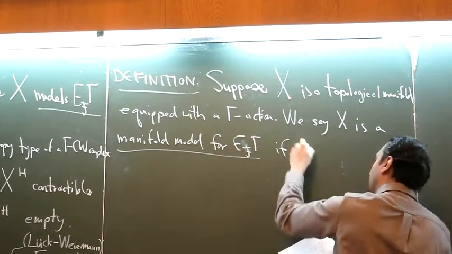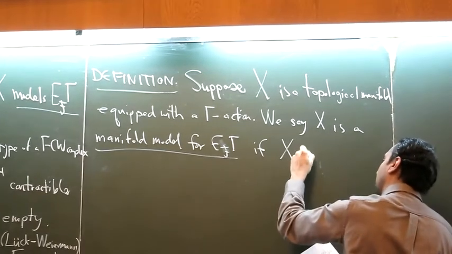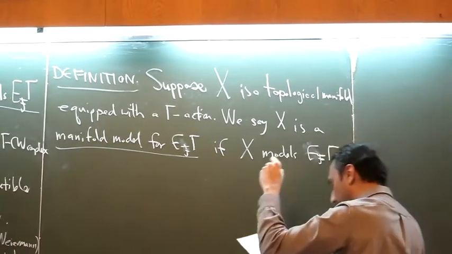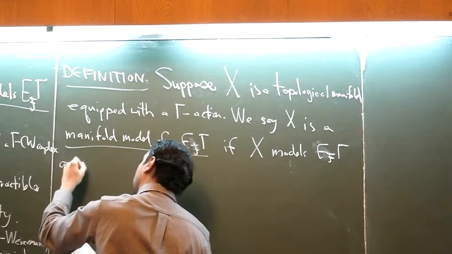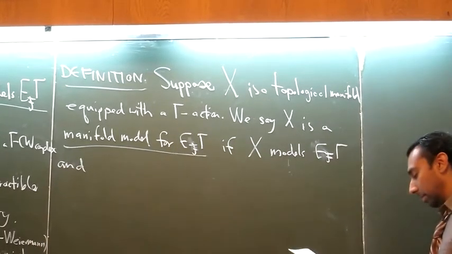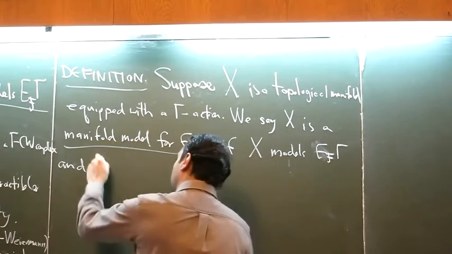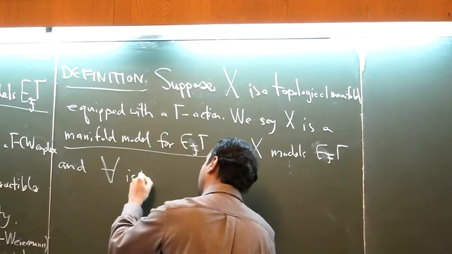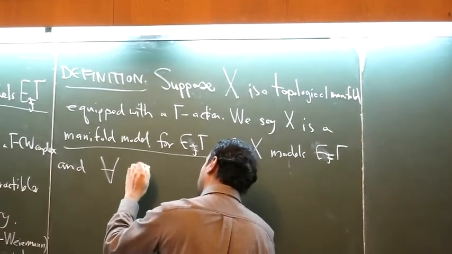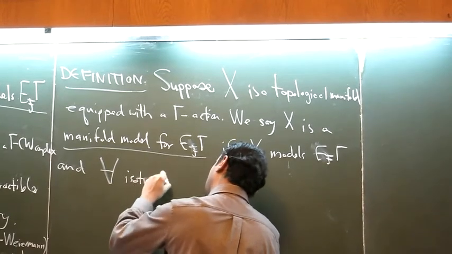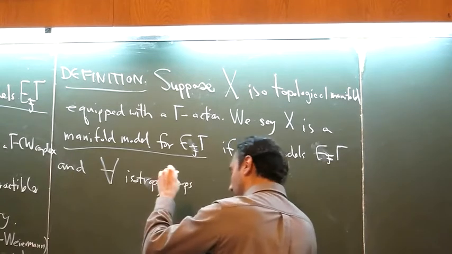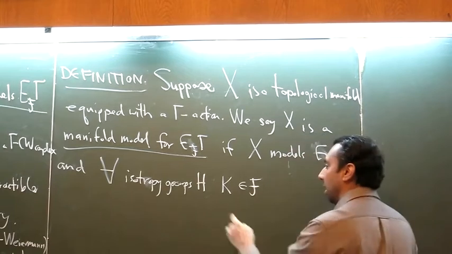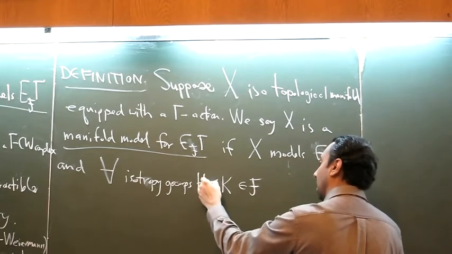if, as a topological space, X models E_F gamma. And you need to say something about the manifoldness. So for all isotropy groups, which is the same thing as saying stabilizer, isotropy groups H and K in F, and if the relationship between H and K is H is a subgroup of K.